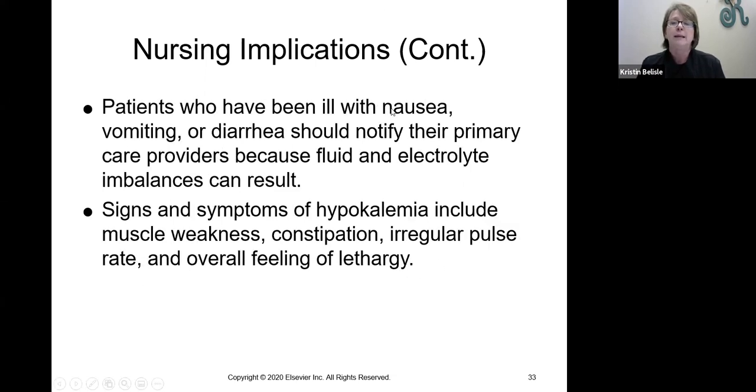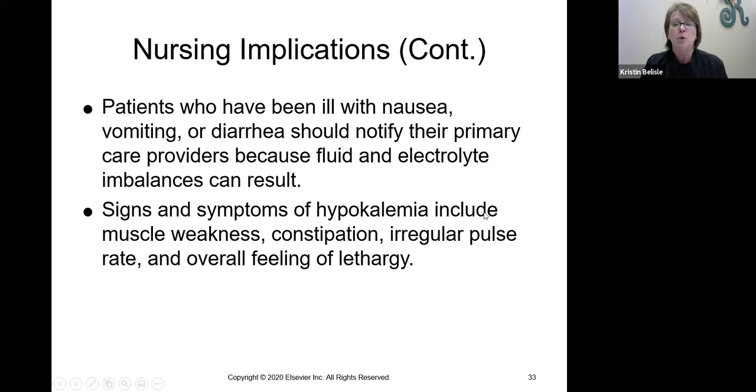They can be ill with nausea, vomiting, and diarrhea. If that's the case, notify their primary care provider because fluid and electrolyte imbalances can result. So we know if there's vomiting, we're thinking metabolic alkalosis, and if we have diarrhea, we're thinking metabolic acidosis. And with both of those, we can lose our electrolytes and cause imbalances. So if we have any of these issues, tell them to call the physician.